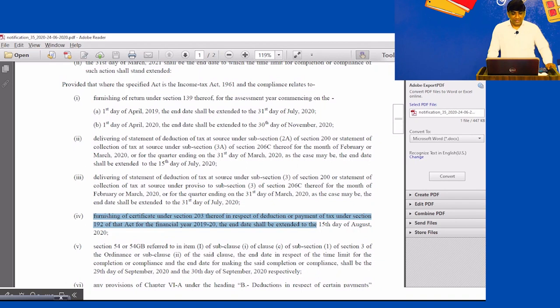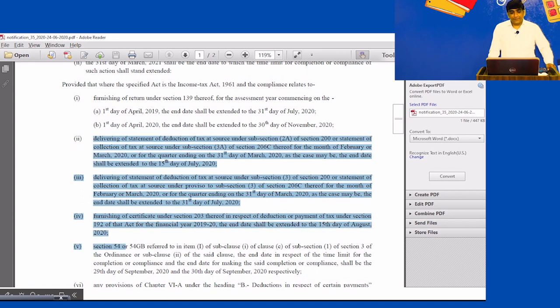Furnishing of certificate under section 203 thereof in respect of deduction or payment of tax under section 192 of the Act for the financial year 1920, the end date shall be extended to 15th day of August. Means form 16 and 16A certificate due date has been extended till 15th day of August. Means in these three types of transactions the date has been specified.